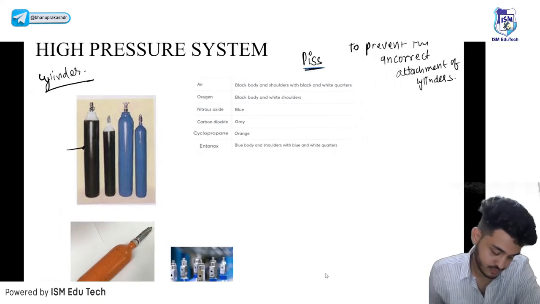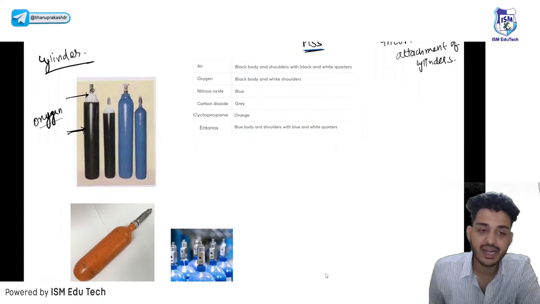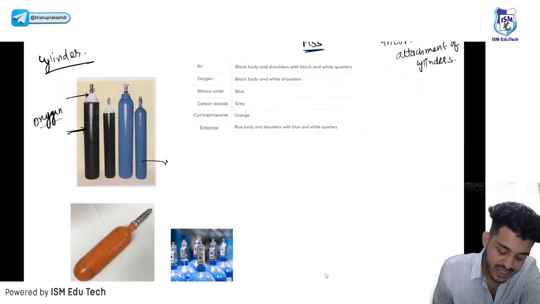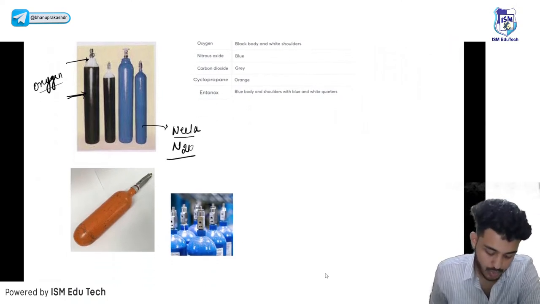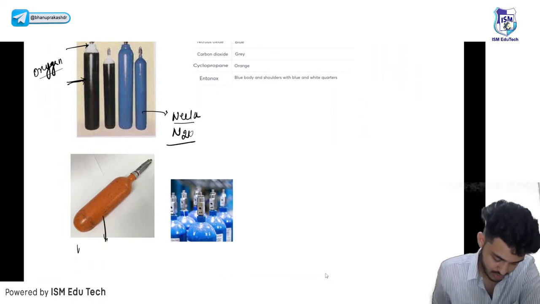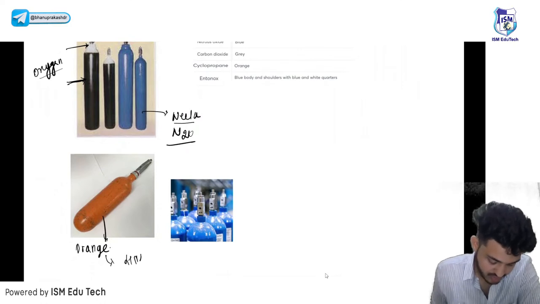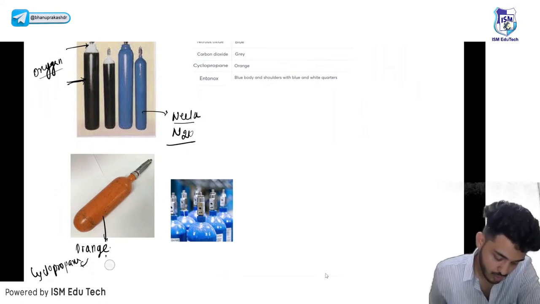So this one is your black body, white shoulder, very nice, oxygen cylinder. That is your oxygen cylinder. Second thing will be the blue cylinder, blue, matlab neela, N2O. In Hindi, neela matlab N2O, nitrous oxide, that will be blue in color. And this one is orange. The meaning of orange in Hindi is santra. That will be C for cyclopropane. So that will be cyclopropane.